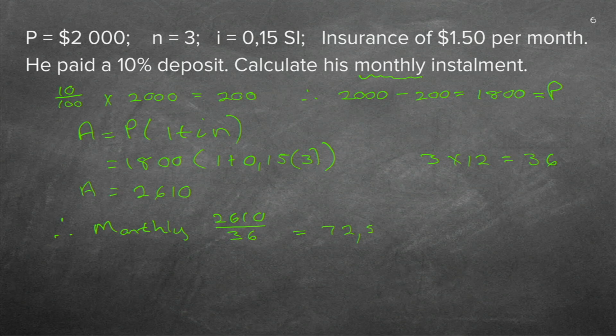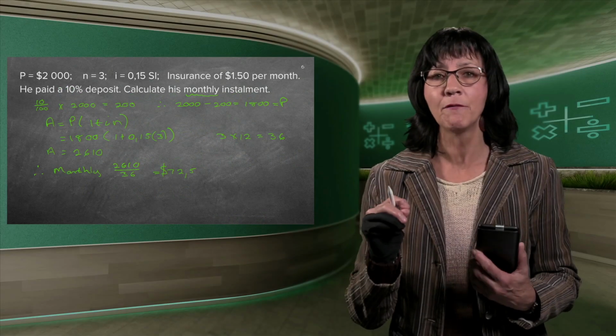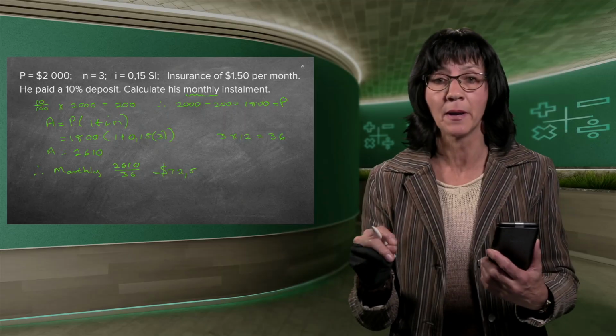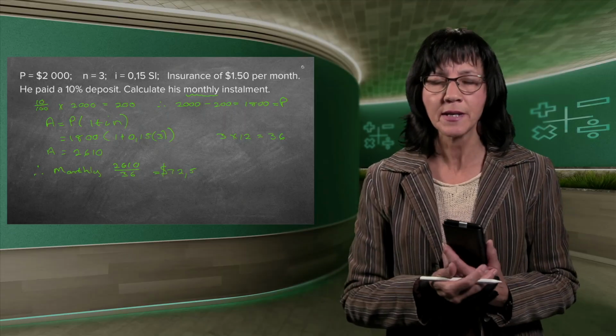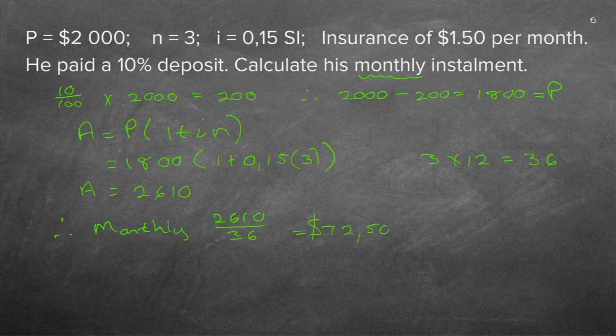72. Now, be careful. Let's just put the dollar sign there. It says 72,5. You remember in a previous lesson I said you may never with rand and cent or money, any money, dollars, just leave one decimal. So I need to put the 0 there because cents need two decimals. But are we done now?